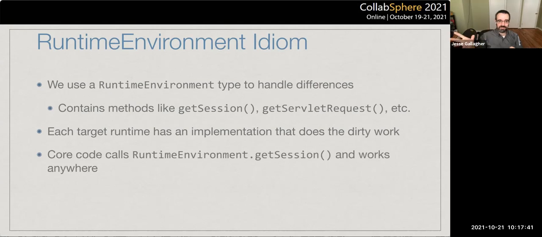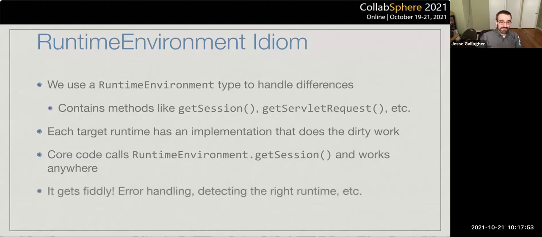So in XPages, it'll do like XLibUtil get current session. In OSGI servlets, it'll say context info, get current session. In a Jakarta EE app, it will get the one from a filter that I made. It gets fiddly. Error handling is weird. Detecting the right runtime is weird.